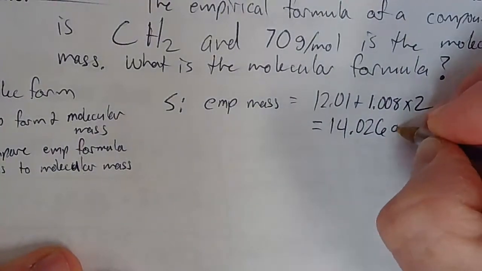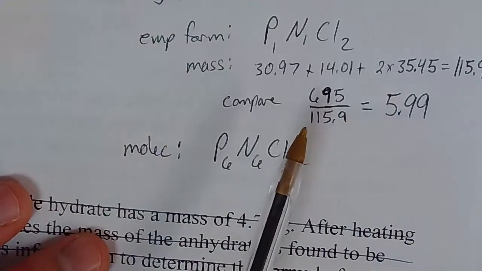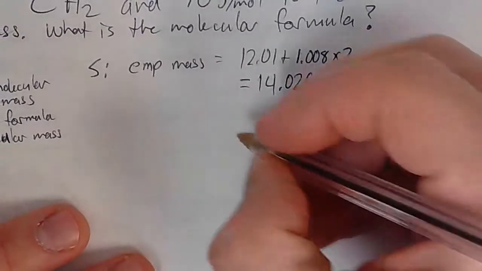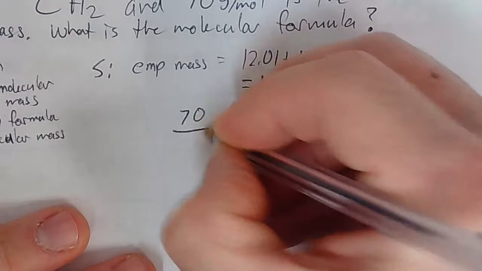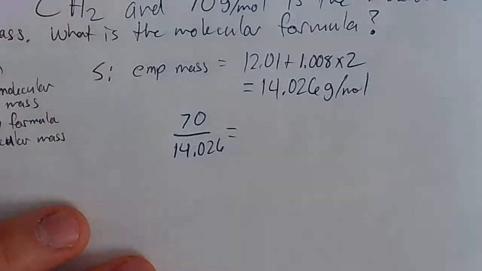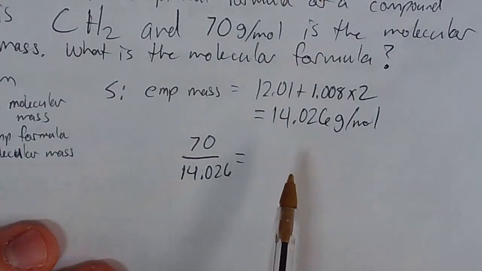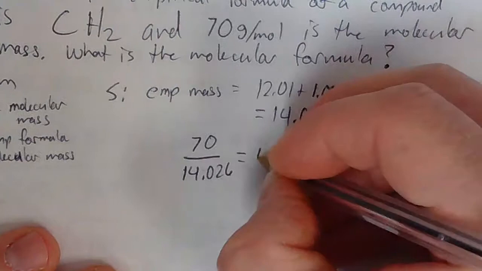All right. And then how did we compare up here? Divide. So we're going to do that again. So 70 divided by 14.026. It's going to be somewhere around 5. Does it actually come out to 5.00? Is it like 4.99? Okay.